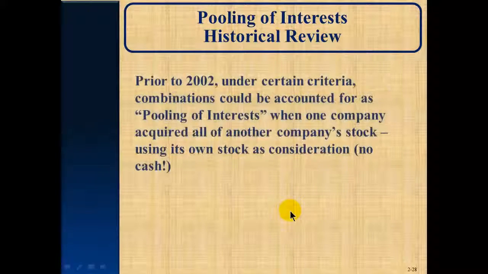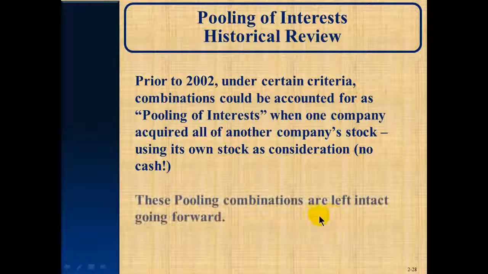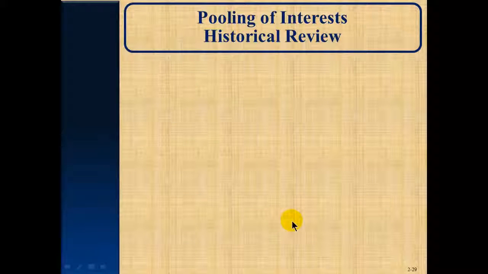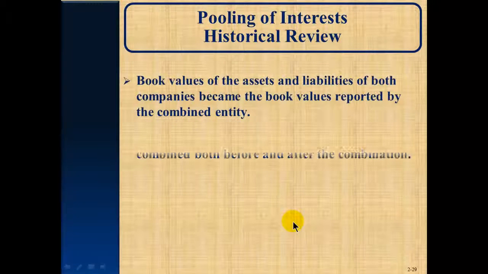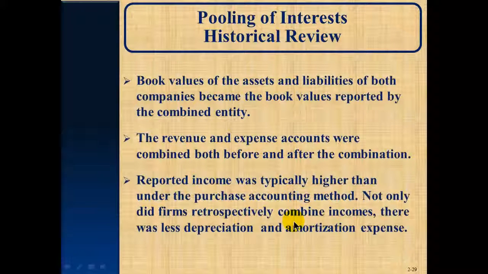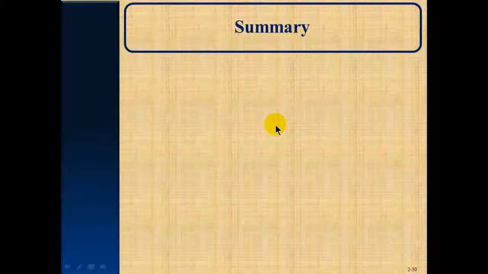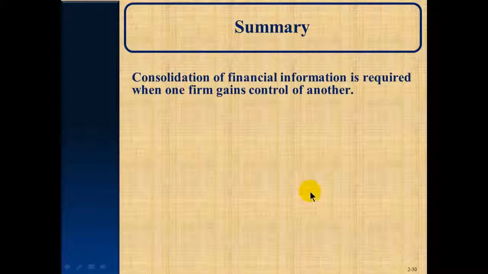And again, the pooling of interest was where you're giving up nothing but stock. There's no other cash. Okay. And then you leave the combination intact going forward, and it's a book value basis. So just know that it was book value, not fair value basis. Okay, and there's the term book value. And again, I'm not interested that you really have a command of these older methods. I really want to know though that you do have a command of acquisition method, and that's what we're going to cover in our comprehensive problem.